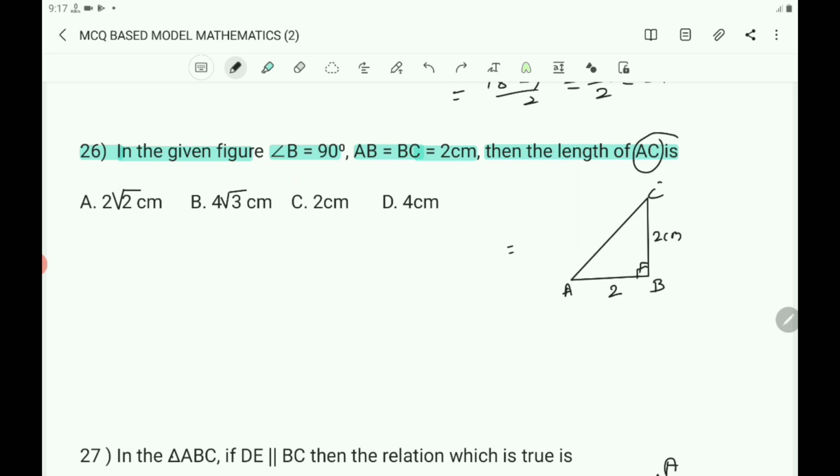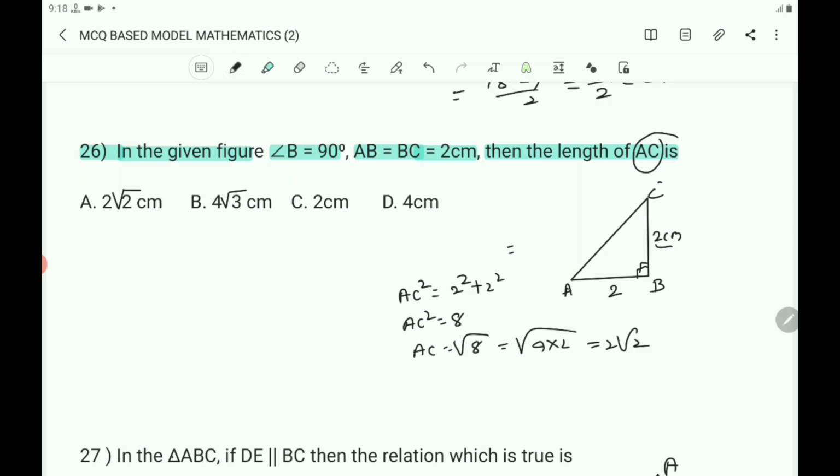Here we have to use the Pythagoras theorem, because you know that here 2 and 2 are there, means you can't use the Pythagorean triplet. Then you take AC square equals what? 2 square plus 2 square, that is AB square plus BC square. Then AC square equals 4 plus 4, you will get 8. So AC equals what? Root 8, that is square root of 4 into 2. Then it becomes 2 root 2.